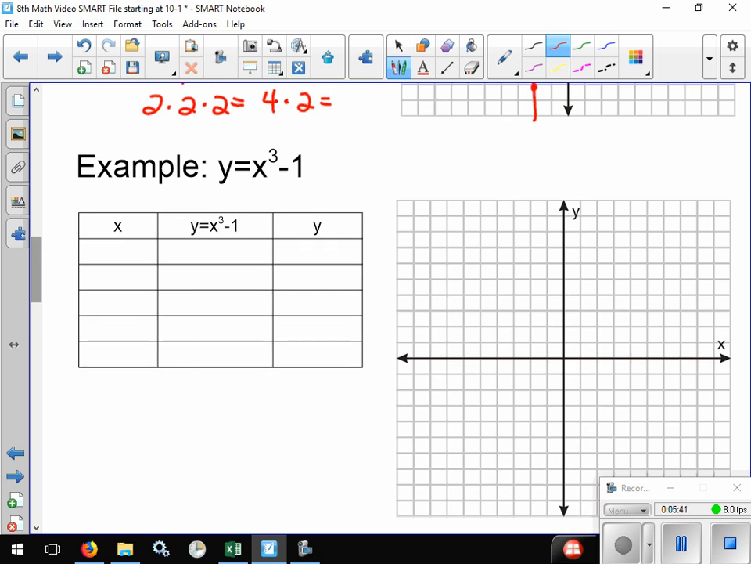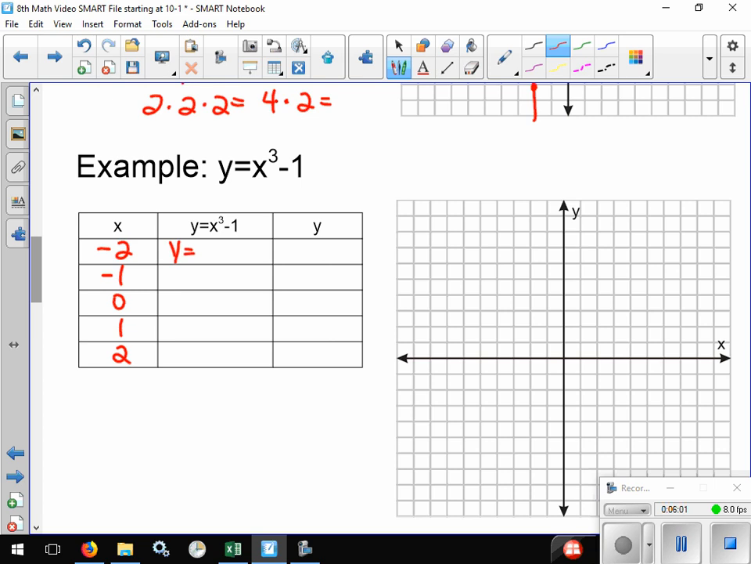Again, we have another example, y equals x cubed minus 1. So we start with -2, -1, 0, 1, and 2. That's going to be consistent throughout this whole chapter, okay? If you do -2, -1, 0, 1, and +2, just be consistent that way.